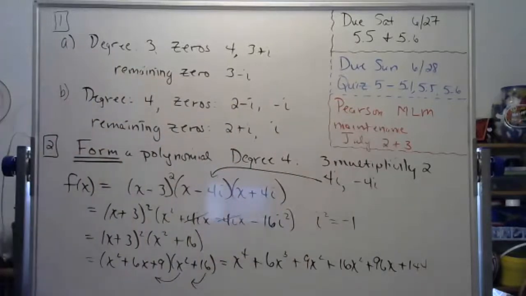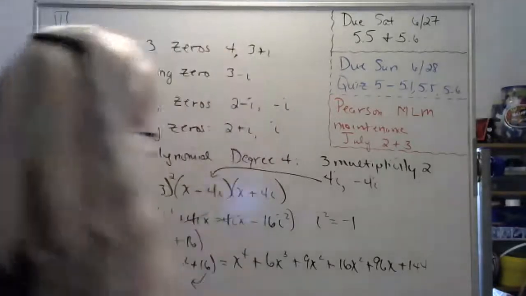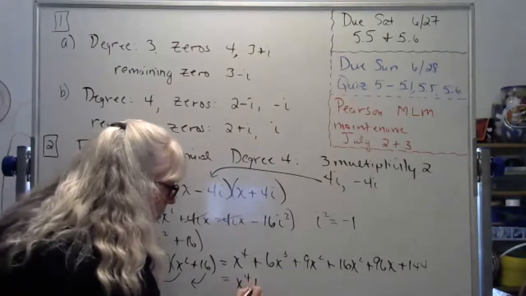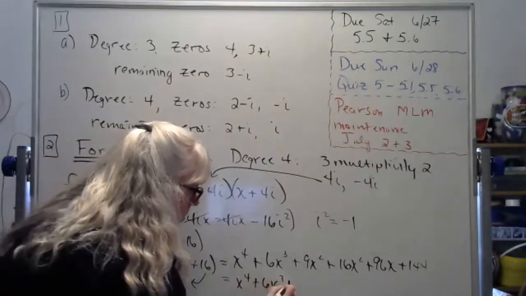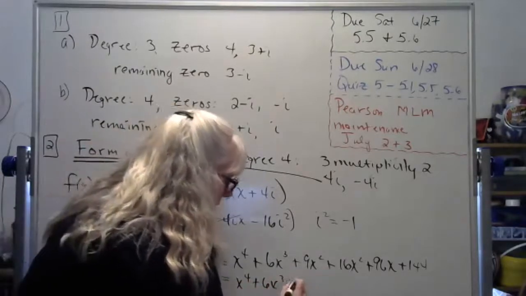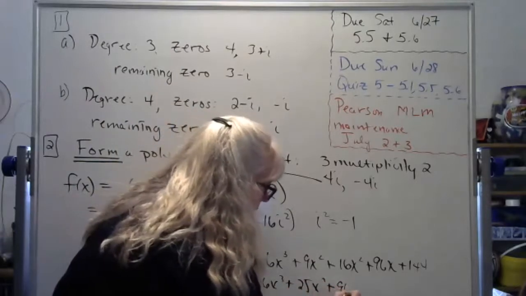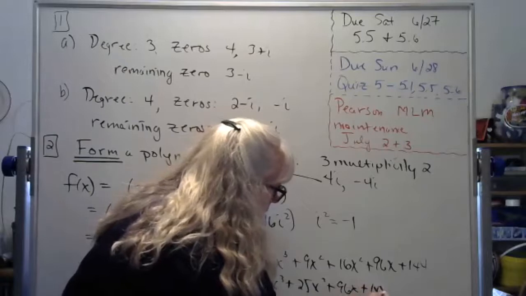Okay, and then 16 times 6 is 96. Got that one right. Okay, and then all we have to do is collect like terms and call it good. We will put it in descending order as we're doing it. So we have x to the 4th, 6x cubed. Now we can add the 9 and the 16 together to give me 25x squared plus 96x plus 144.